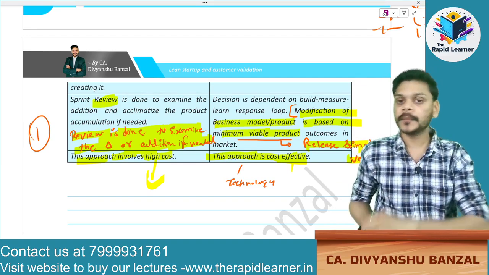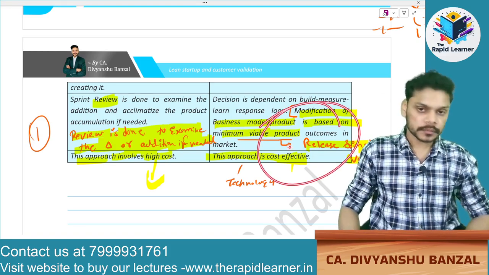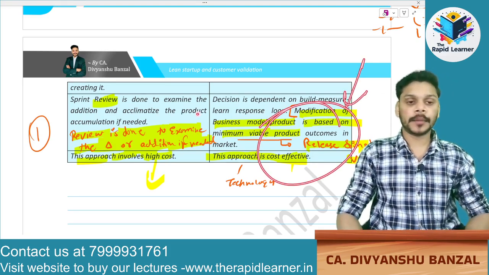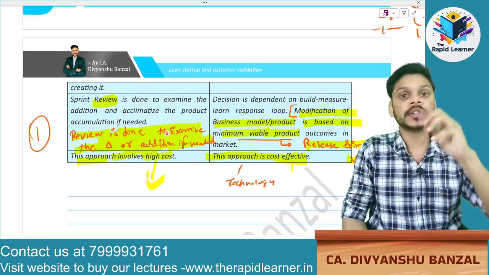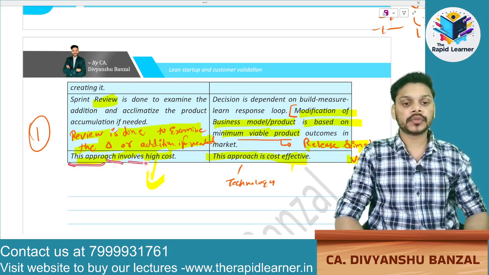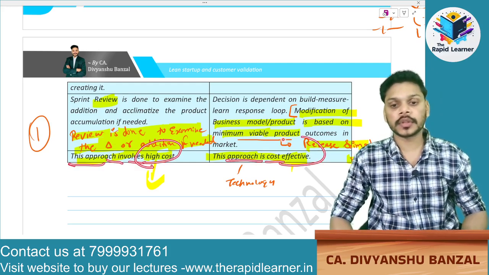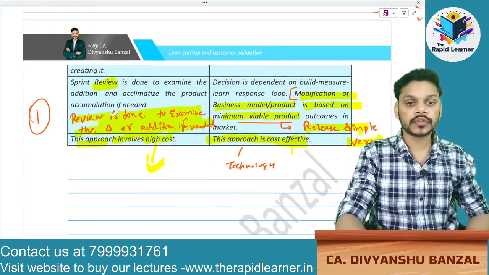Okay, simple. Means we will change every time, or we will review everything, most of the time. But here we will review when there is a change or when there is an addition in the product. Simple. Now last one, this approach involves high cost, and this approach is cost effective because we are using new technologies, or new strategies.